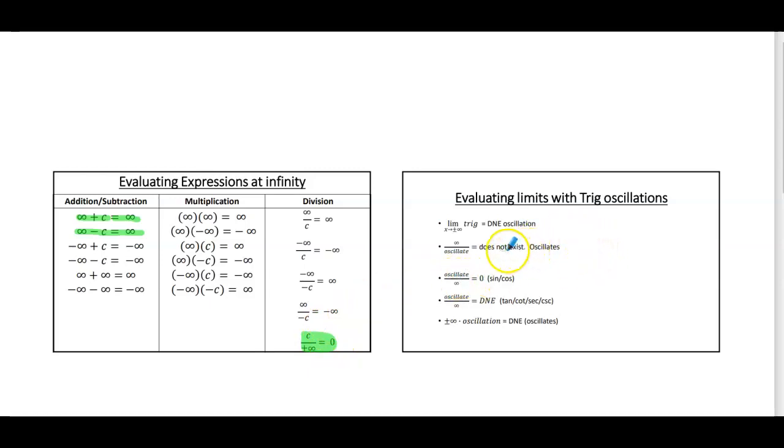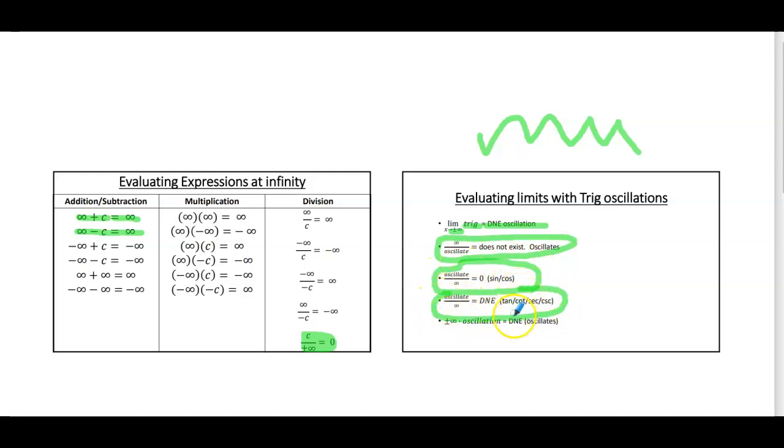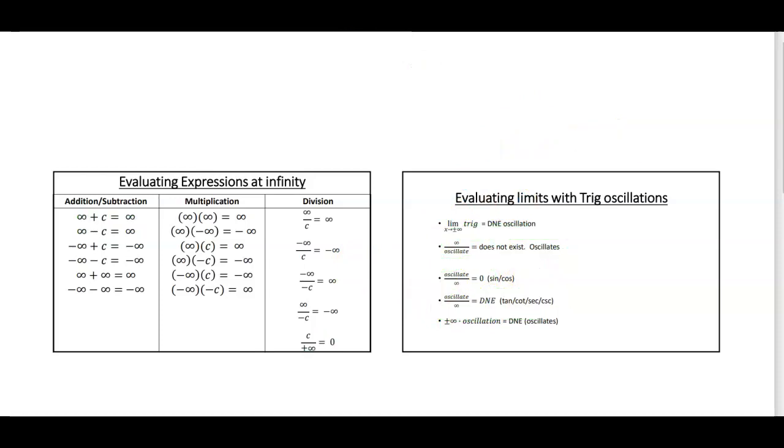With trigonometry, anytime you take a trigonometric function at infinity, it's oscillating, which means it goes up and down. And those limits just don't exist in that case. Now, sometimes you can have a fraction with oscillations in it, like this one. And depending on the situation, it'll either be does not exist or is 0. But once again, I'll let you guys just study that there.